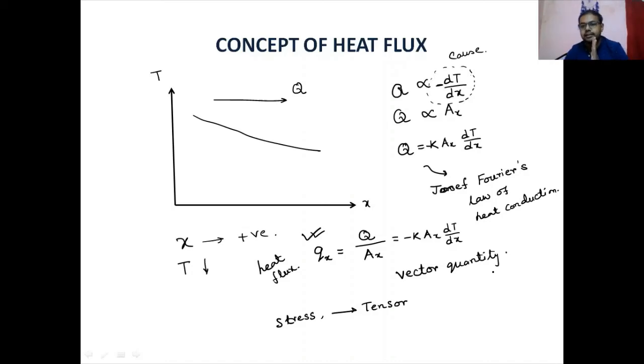So the area orientation is defined. The direction of the area is defined. That's why it's a vector quantity, whereas the stress was a tensor, a second order tensor. So that is the difference between heat flux and stress.